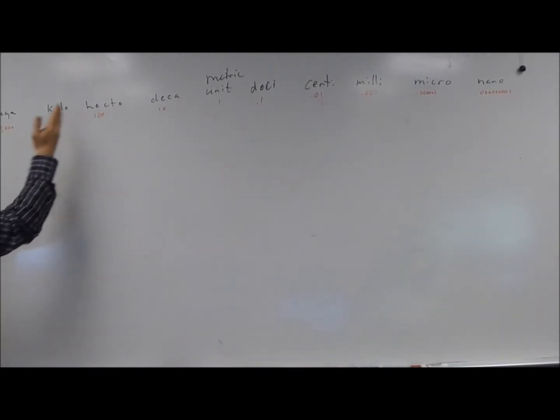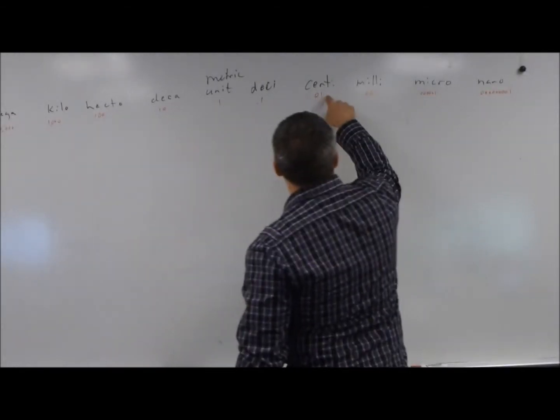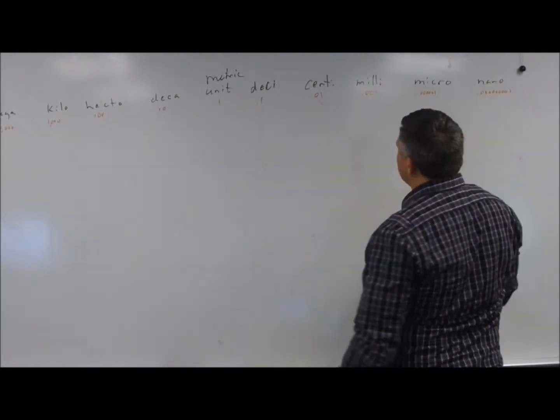All right, metric system. So we have the basic unit, and as we get bigger, we go deca, hecto, kilo, mega, giga. So deca is 10, hecto is 100, kilo is 1,000, mega is 1,000,000, and giga is 1,000,000,000. And as we go smaller, we have deci, centi, milli, micro, nano.